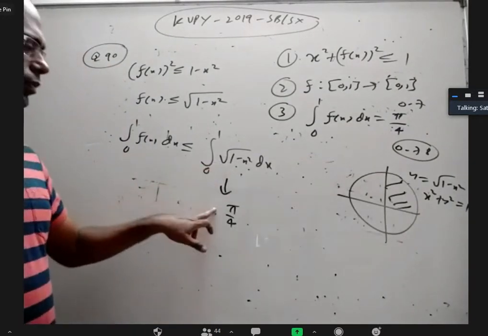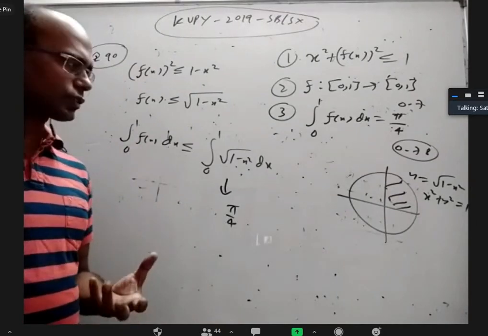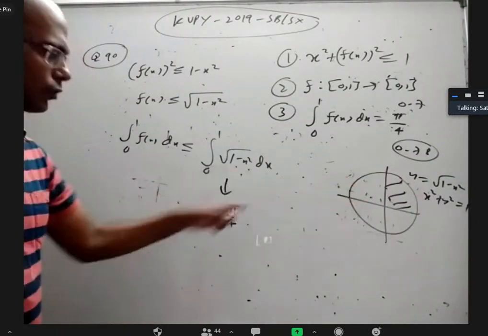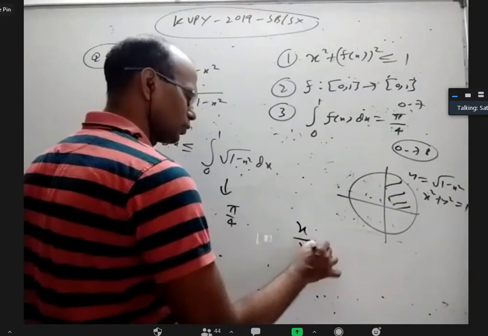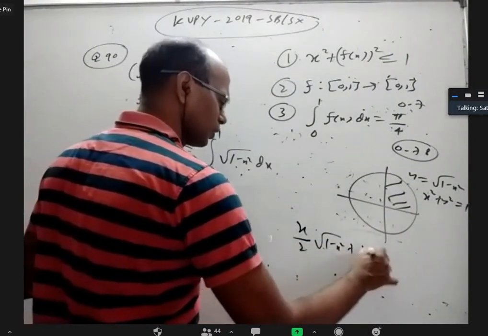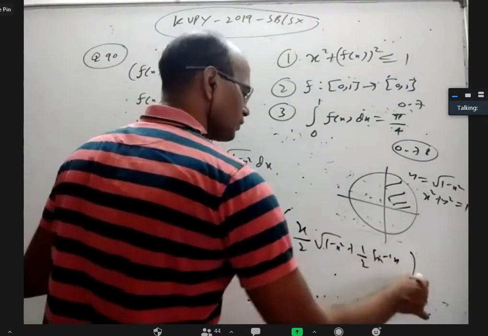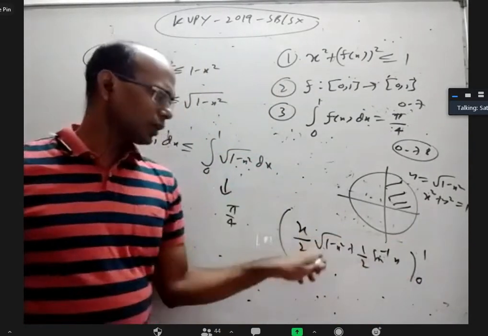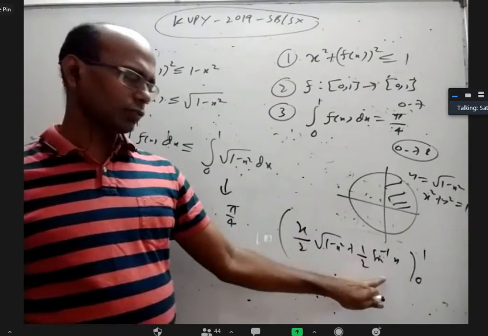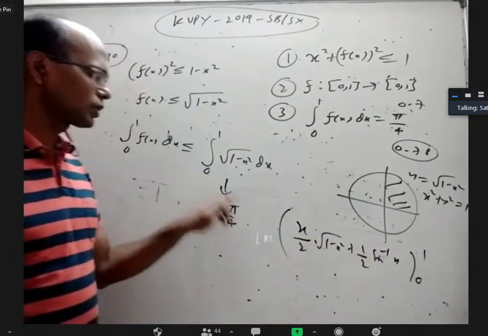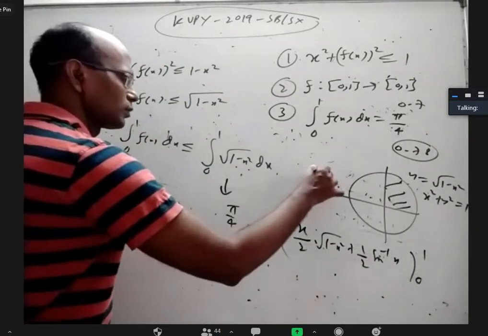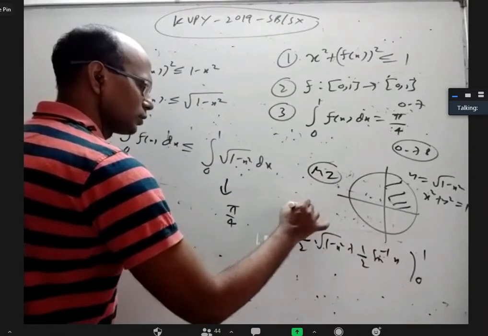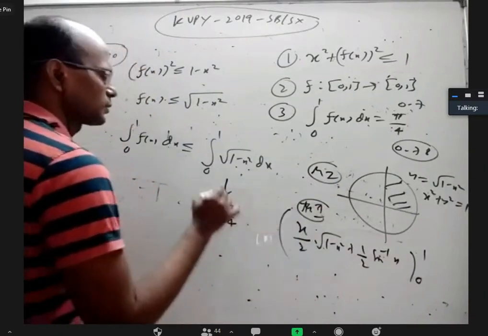So how is this pi by 4? I'm not doing by definite integration, I'm just doing from the figure. But if you want to do it, it will come x by 2 root 1 minus x square plus 1 by 2 sin inverse x with limits 0 to 1. When you put 1, this is 0, this is pi by 4. When you put 0, this is 0, this is 0. That's how we'll get pi by 4. So this is method 1, this is method 2 to get this pi by 4.